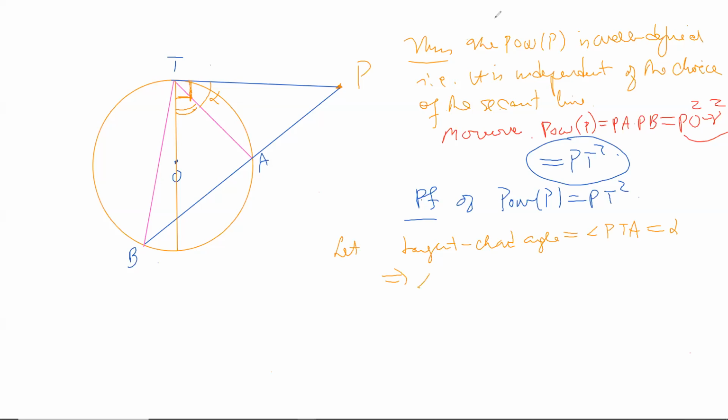So this implies the angle, let me call this point D here, the angle ATD is equal to what? Equal to 90 degrees minus alpha. It's just because that angle is a right angle. And if you look at this AD here, here's what happens.